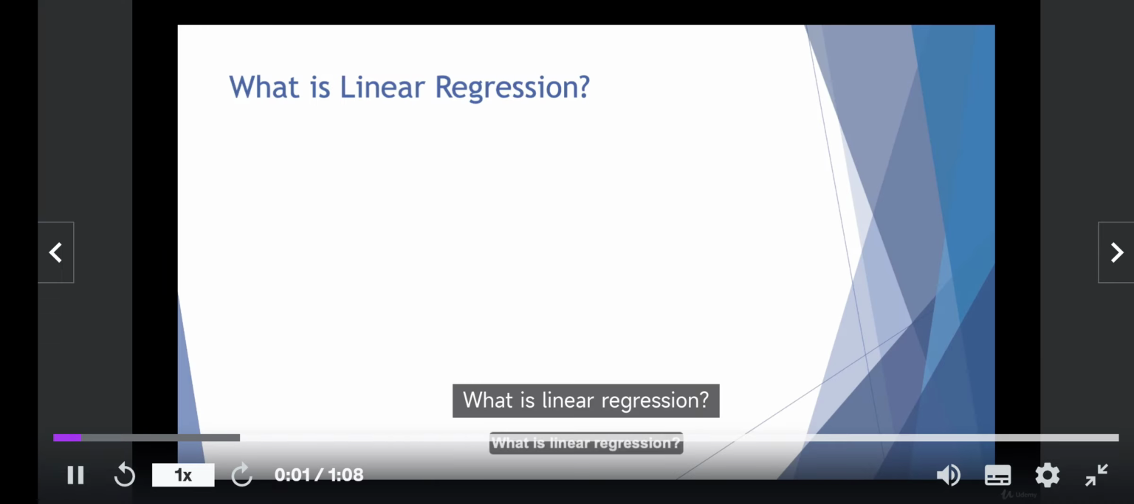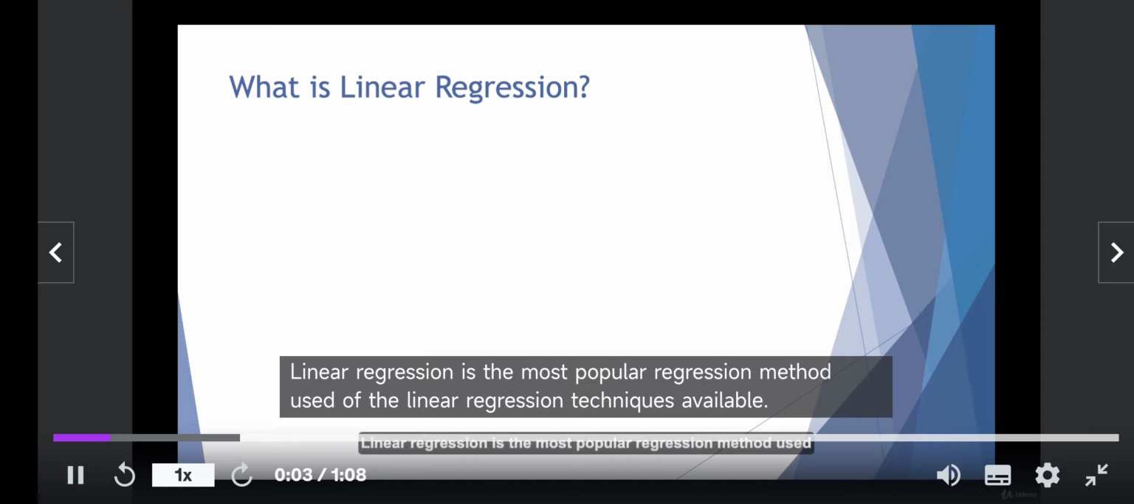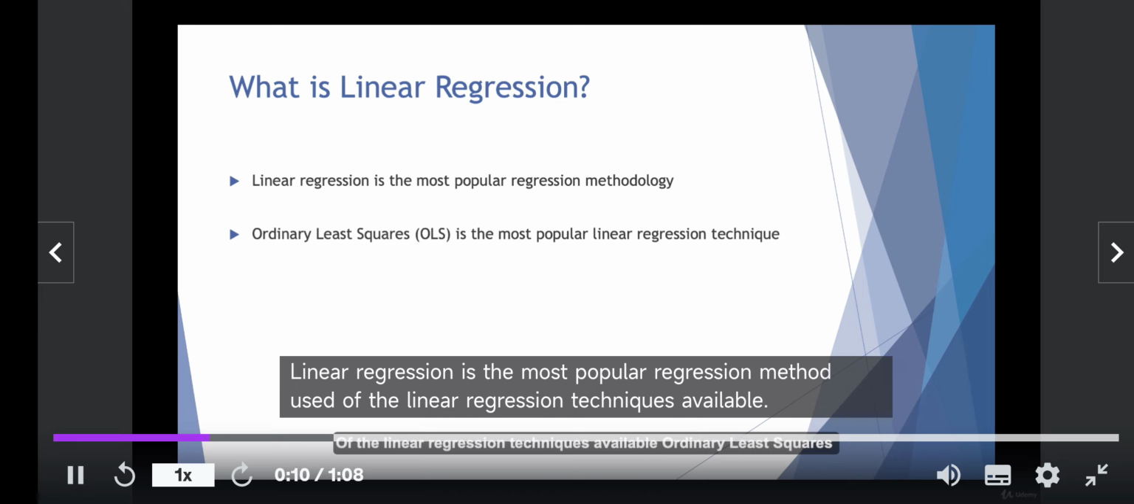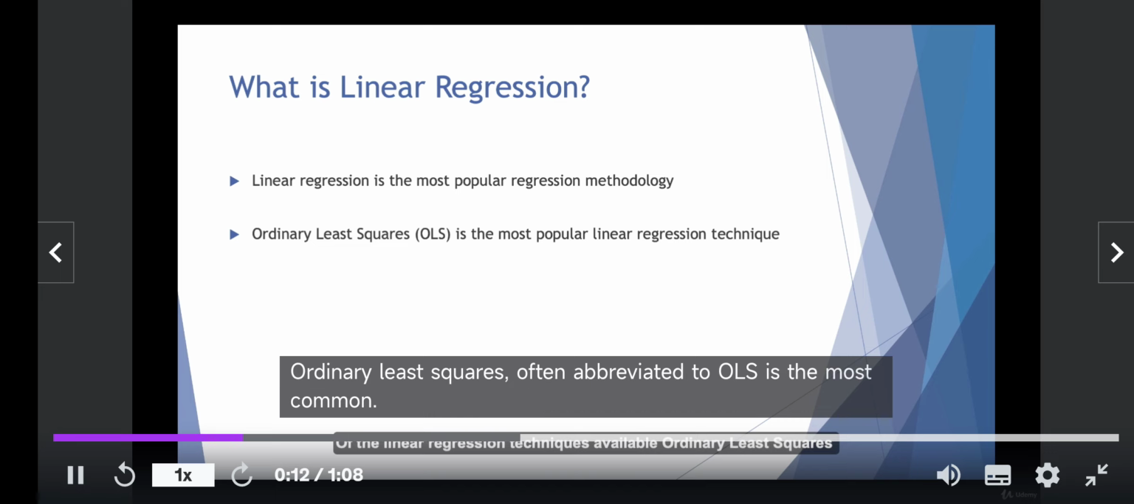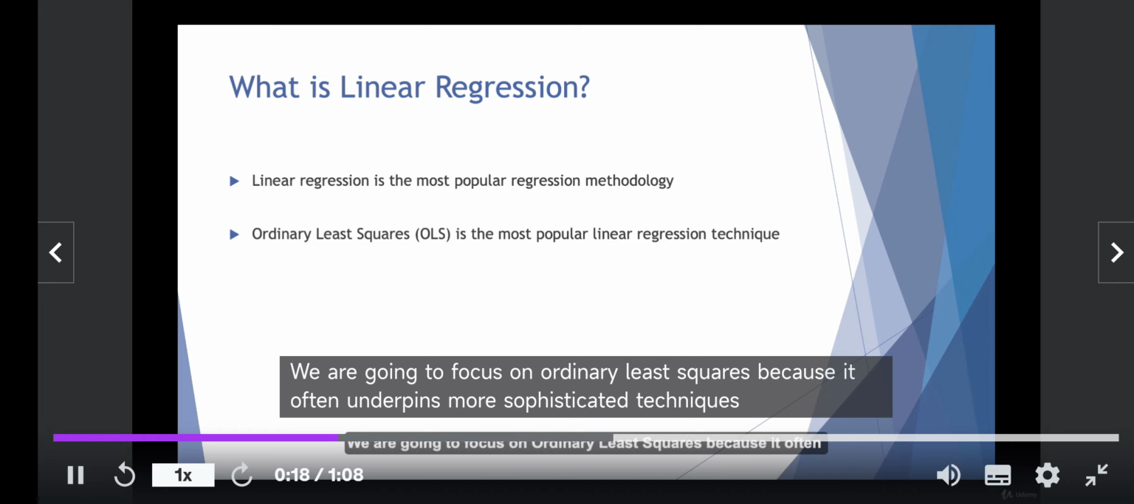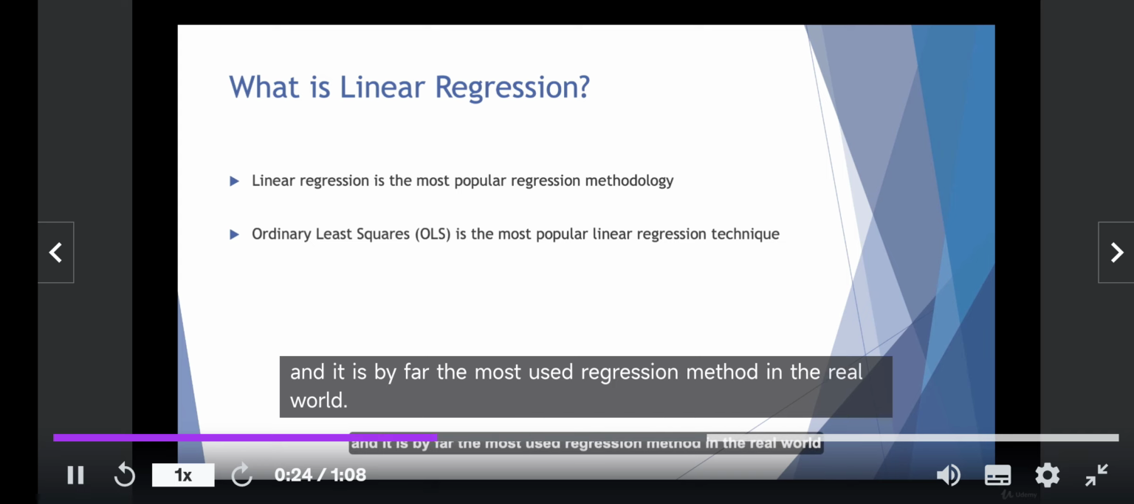What is linear regression? Linear regression is the most popular regression method used. Of the linear regression techniques available, ordinary least squares, often abbreviated to OLS, is the most common. We are going to focus on ordinary least squares because it often underpins more sophisticated techniques, and it is by far the most used regression method in the real world.